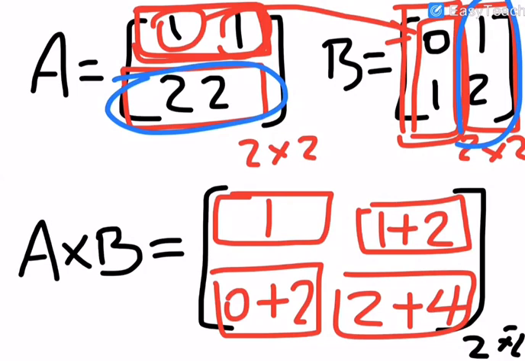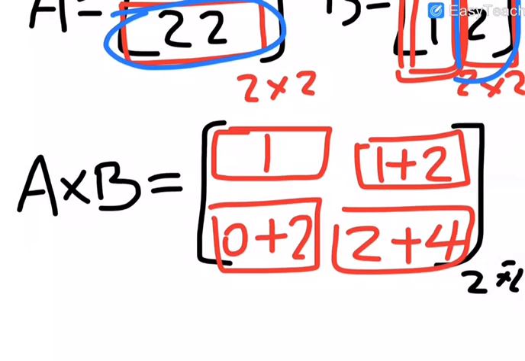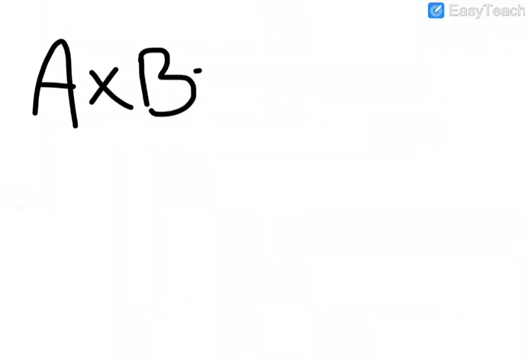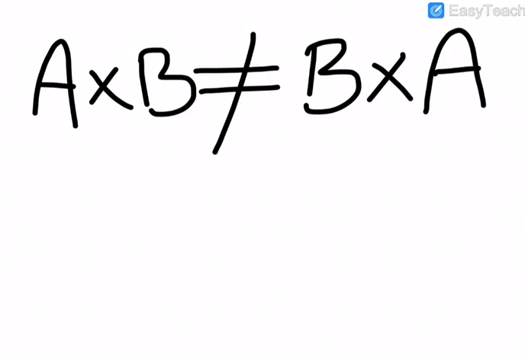Cool. Now let's go to some properties we have for the matrices. The first one: matrix multiplication is not commutative. It means A times B is not equal to B times A. So it's not like a number. In numbers, 2 times 3 is equal to 3 times 2. But in the matrix space, no. A times B is not equal to B times A.